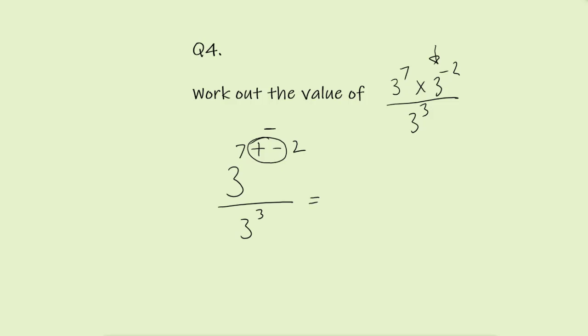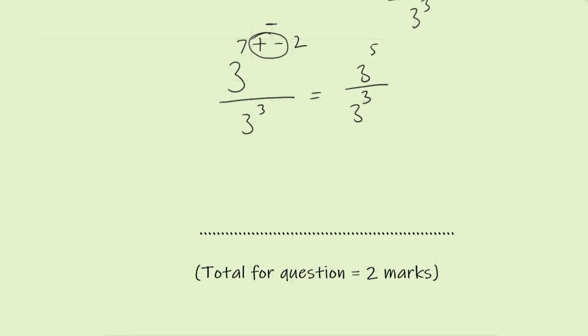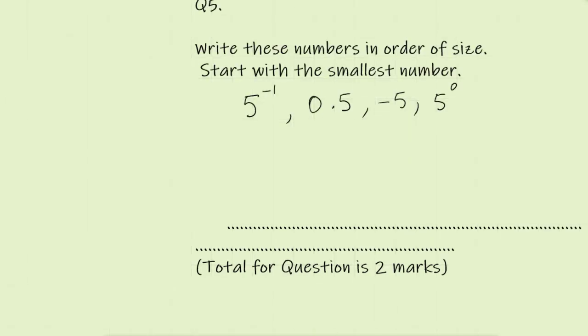So that will give us 3 to the power of 7 take away 2, which is 5, so 3 to the power of 5 divided by 3 cubed. Now we can take away the powers because we are dividing. So 3 to the power of 5 take away 3 is 3 to the power of 2. So the answer is 3 to the power of 2, and it's worth 2 marks. Just a quick correction on this question. The question asked you to find the value, so we need to find that 3 squared is equal to 9.